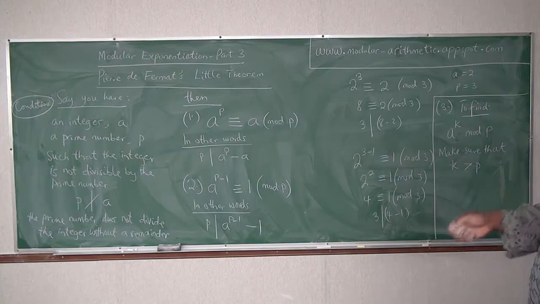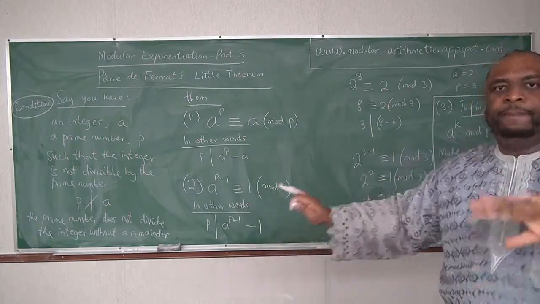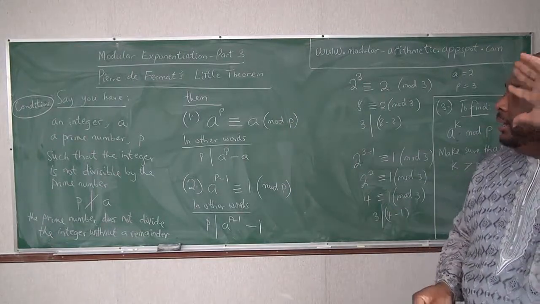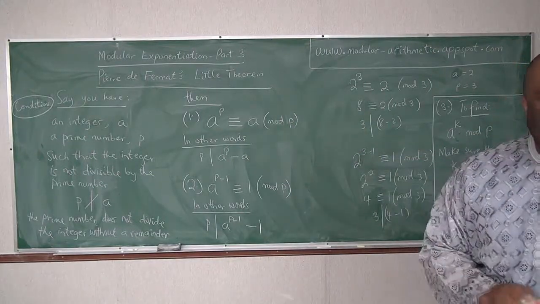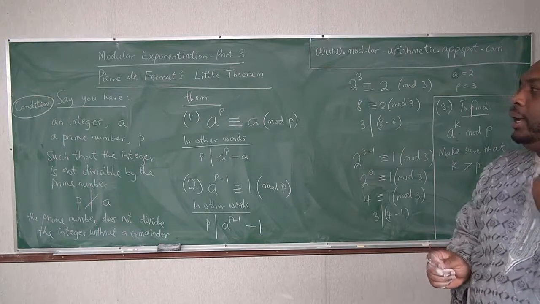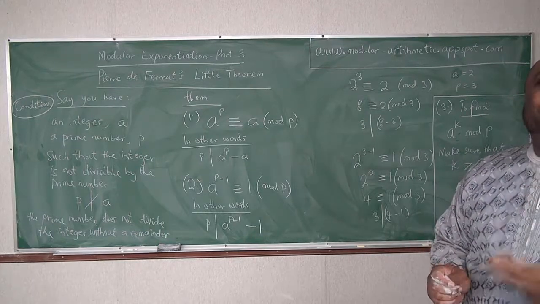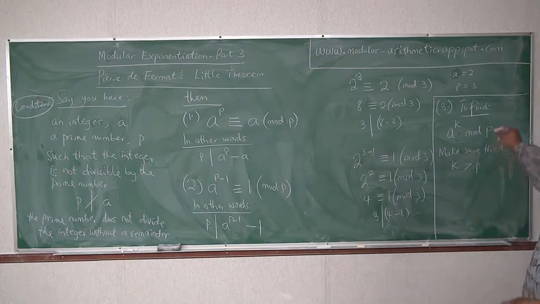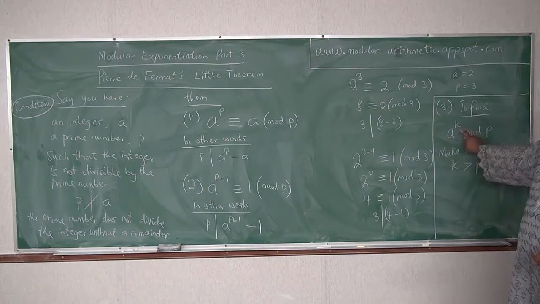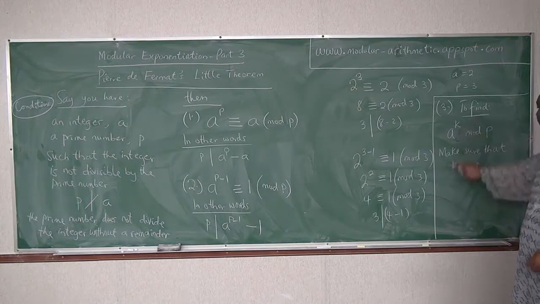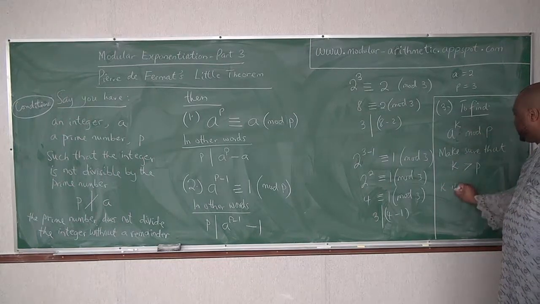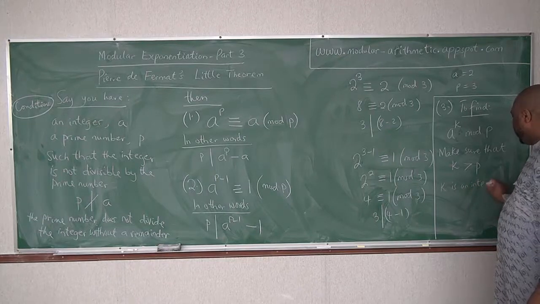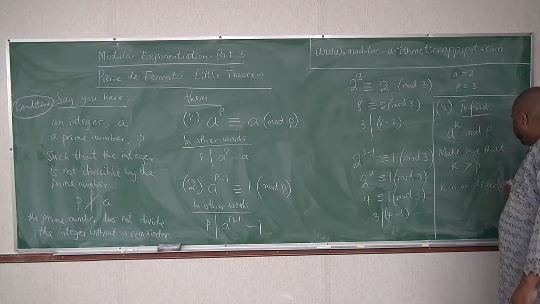So, for you to use this theorem, make sure number one, the condition, it has to be a prime number P. Two, the prime number will not divide the integer. The third condition, what you are now asked to find, another integer. Okay, K is also an integer. K is an exponent, an integer. That's the exponent in this case.